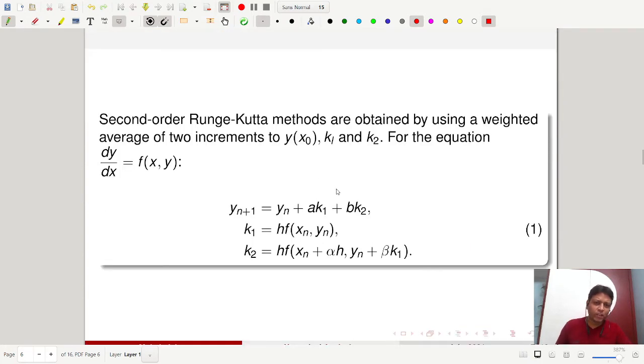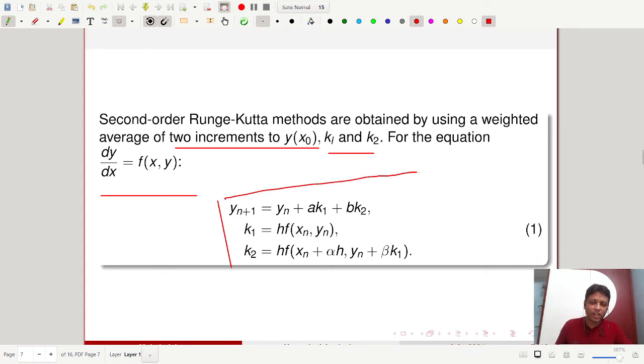Second order Runge-Kutta methods are obtained by using a weighted average of two increments to y(x_0), k_1 and k_2, for the equation dy/dx = f(x, y). So what is the iteration formula? The iteration formula is given by y_(n+1) = y_n + a k_1 + b k_2, where k_1 is given by h f(x_n, y_n), and k_2 is equal to h f(x_n + alpha h, y_n + beta k_1).